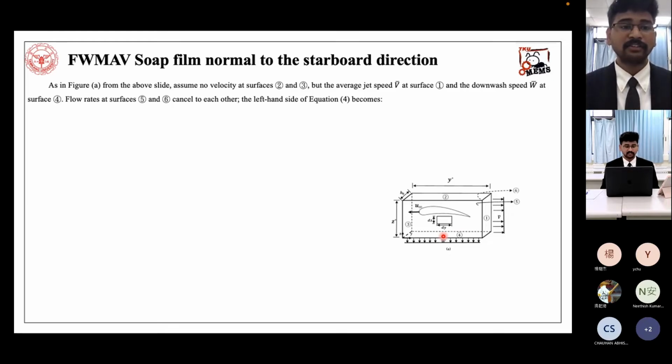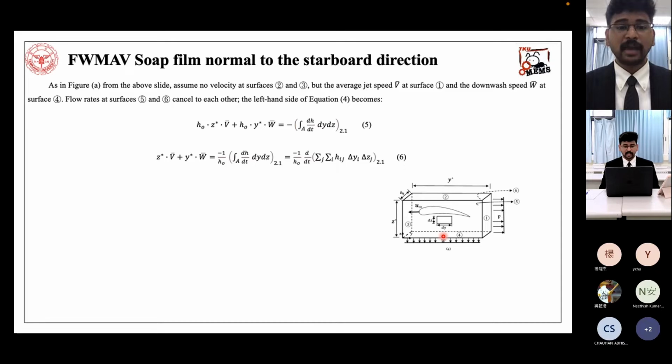The flow rate of surfaces 5 and 6 can cancel each other on the left hand side in equation 4. As we have mentioned, we have only one direction, so we have taken equation 5 and equation 6, after replacing the integral terms with the summation, which leads to the discretized form of the integral with the time rate of the thickness h across the SOF film area.